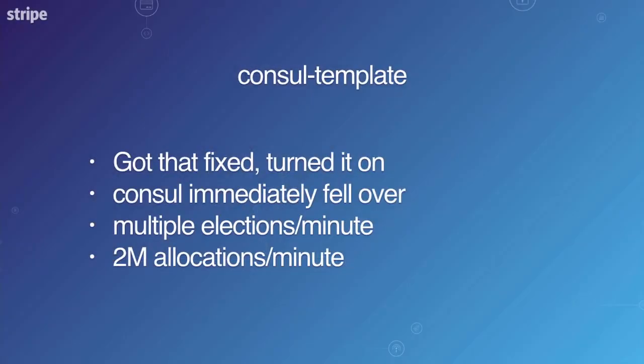We turned it on, things seemed to look good, and then Consul just fell the heck over. We started looking at graphs, and we could notice very clearly: turn on Consul template, like here's Consul's memory allocation rate. I unfortunately didn't save the graphs from the time, but turn on Consul template, whoop, turn off Consul template, drops down. And it was churning through millions of allocations a minute.